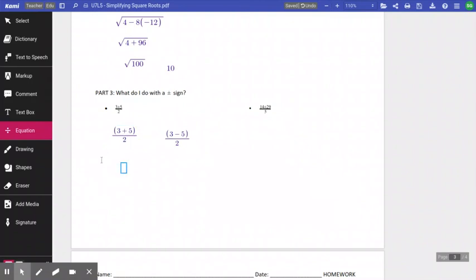After that, 3 plus 5 gives you 8, so you get 8 over 2. You can go ahead and finish saying what that equals. 8 divided by 2 gives you 4. For this other one here, we got 3 minus 5. 3 minus 5 is negative 2, all divided by 2 gives you negative 1.